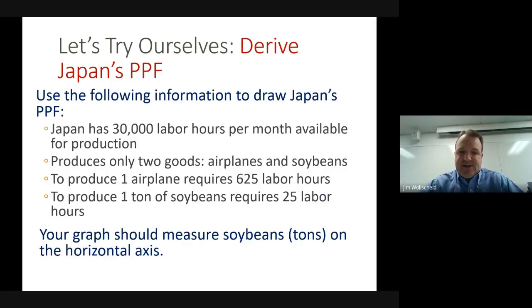Now let's go on the other side. Let's talk about Japan. So Japan has fewer people than the United States. So we represented that by a little less on the labor hours. Okay. So Japan has 30,000 labor hours. An airplane requires 625 labor hours in Japan. And soybeans need 25 labor hours in Japan. So if we look at this, we can talk about how the US is more productive in both of these than Japan. And we'll talk about exactly what term we use in a second.